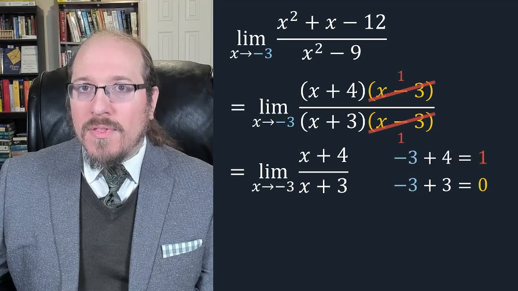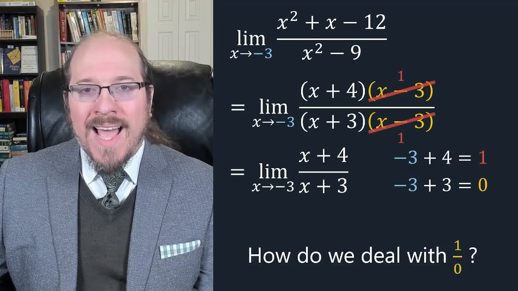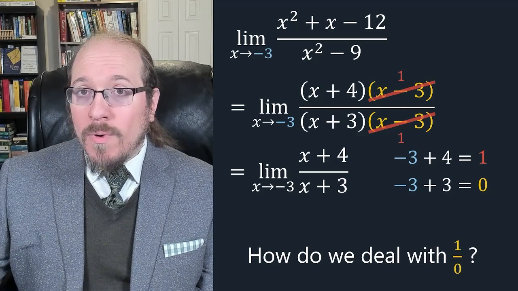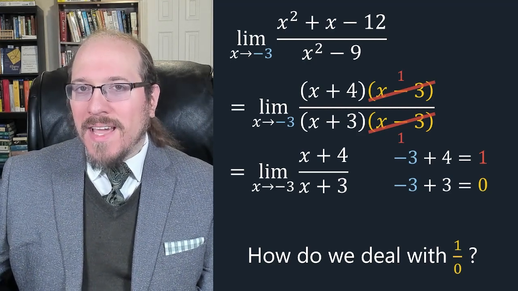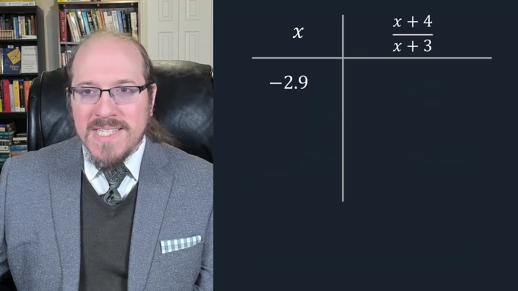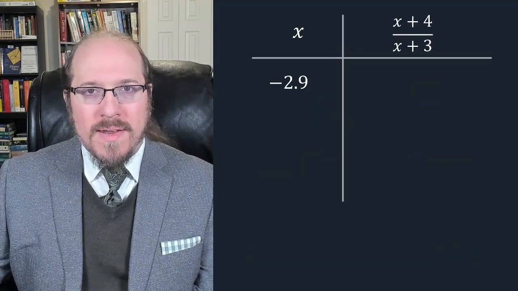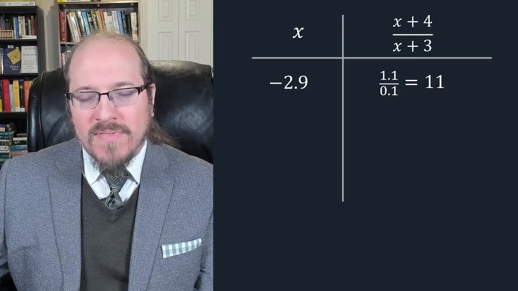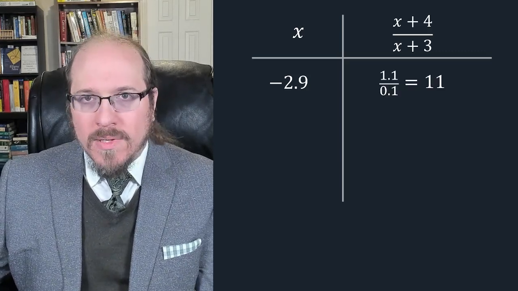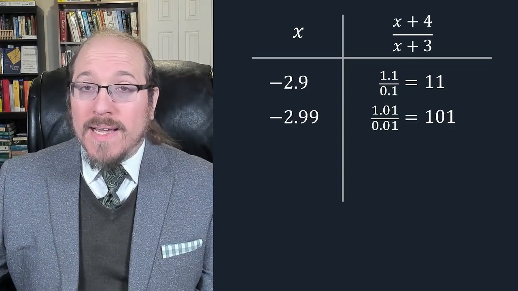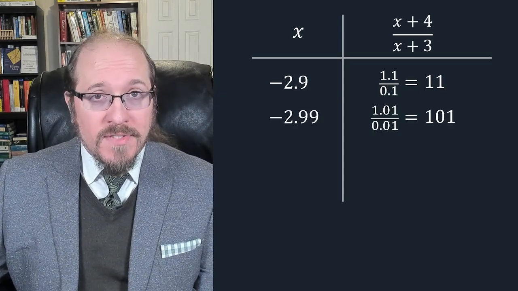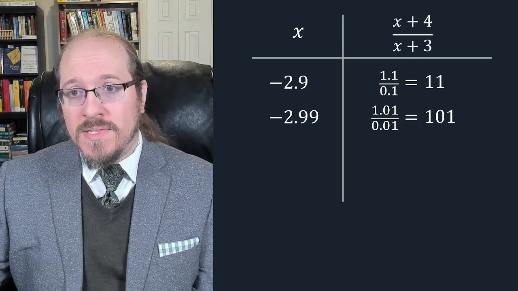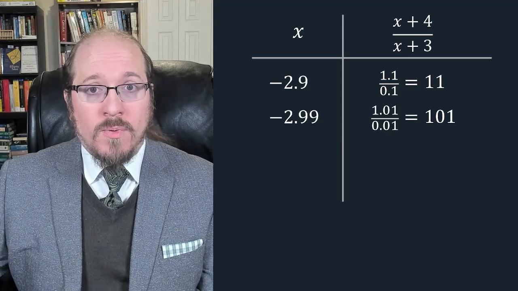But this time, the numerator is 1. So now we've got something of the form 1 divided by 0. Algebra won't help us here, but a little thinking about the numbers will. Say we plug in a number just a little bit more than -3, say -2.9. We'll get 1.1 divided by 0.1, which comes out to 11. Cool. If we get a little closer, like -2.99, we'll get 1.01 divided by 0.01, which comes out to 101.